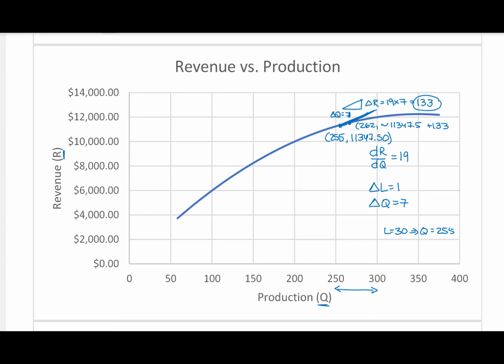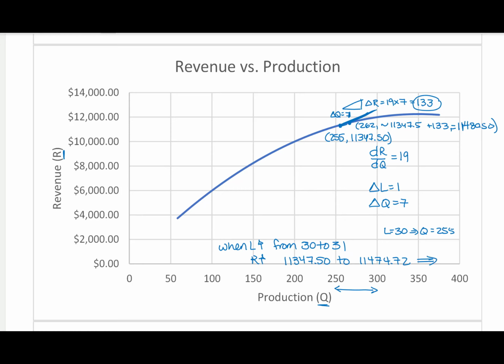So we're going to add that on to 11,347.50, giving us a revenue of $11,480.50. Now, let's compare what really happens, and that is when labor increases from 30 to 31, revenue increases from $11,347.50 to $11,474.72. That's what actually happened, as opposed to the 133 approximate change.